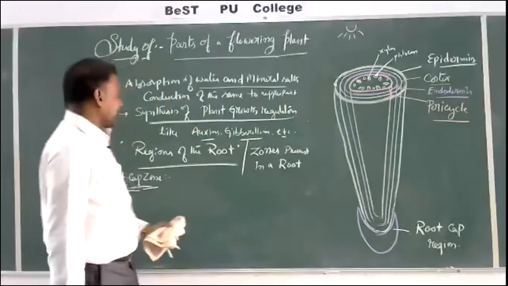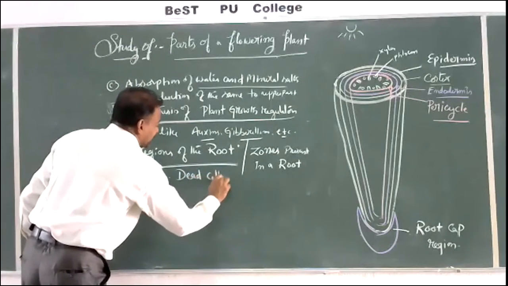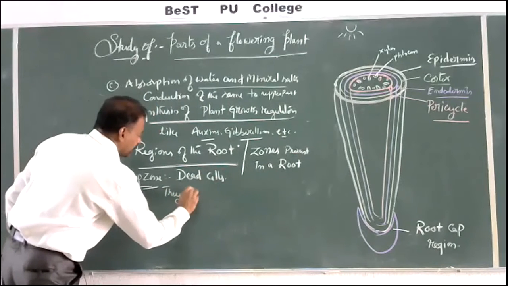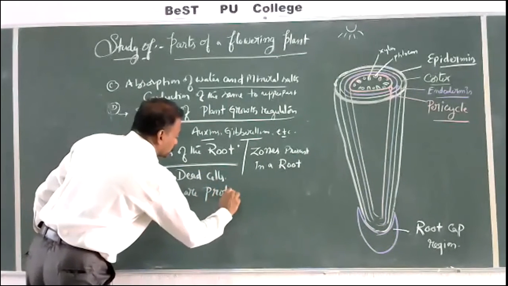So what is this root cap? It is a dead cells are present here. They are protecting the inner tissues.